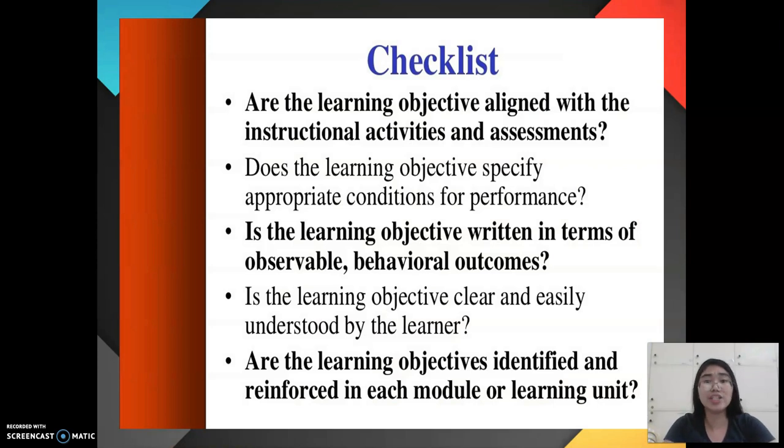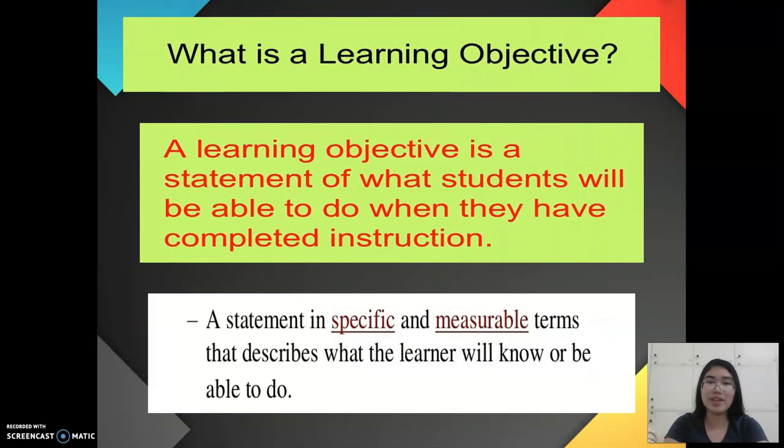Are the learning objectives aligned with the instructional activities and assessments? Does the learning objective specify appropriate conditions for performance? Is the learning objective written in terms of observable behavioral outcomes? Is the learning objective clear and easily understood by the learner? Are the learning objectives identified and reinforced in each module or learning unit? So, those are some of the checklists for you to know if the objectives are good or bad.